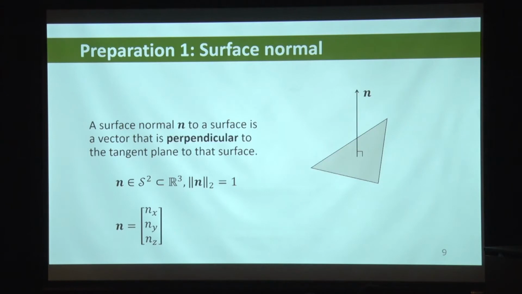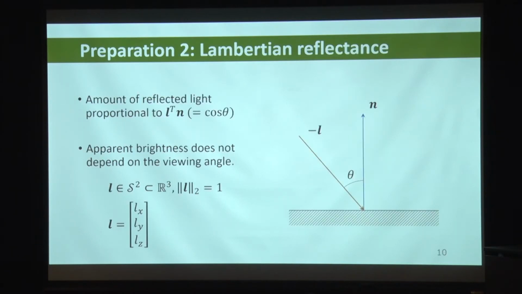To start, there are some preliminary concepts. Here we represent the geometry using the surface normal. This is basically a vector perpendicular to the tangent plane of the surface. It only has 2 degrees of freedom because it is a unit vector, but it can also be represented as a 3D vector, with components nx, ny, and nz.